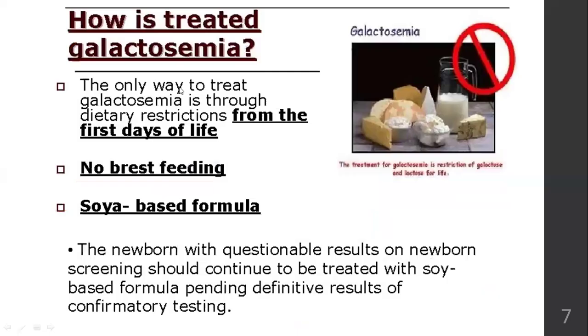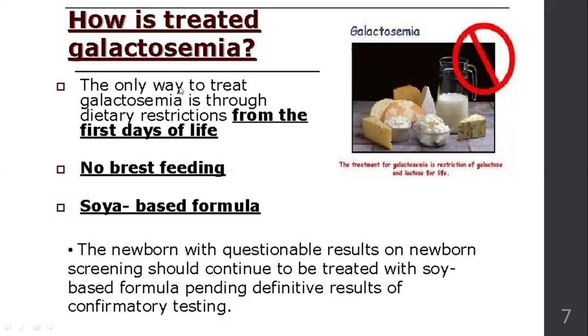Then we have, how is galactosemia treated? Okay, so the only way to treat galactosemia is through dietary restrictions. From the first day of life, no breastfeeding, and only soya-based formula has to be given. As soon as you get to know the child has galactosemia, even breastfeeding has to be stopped.